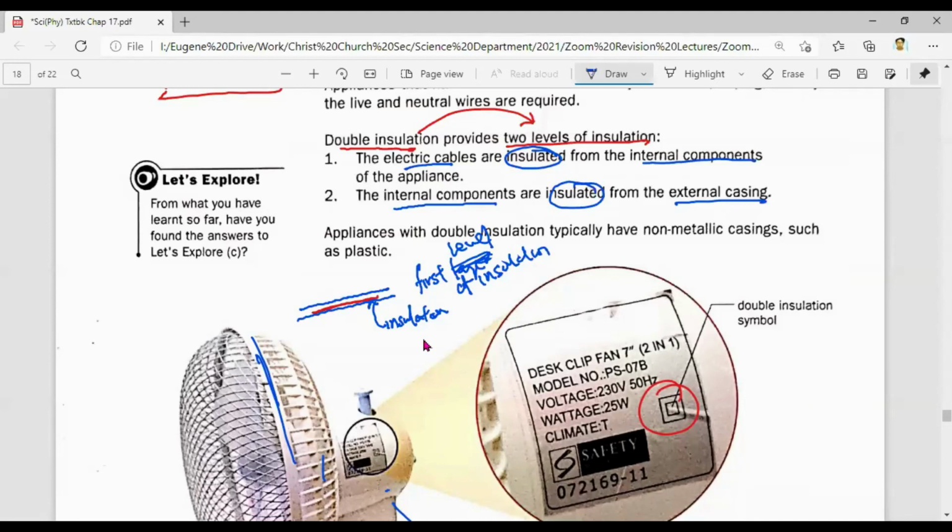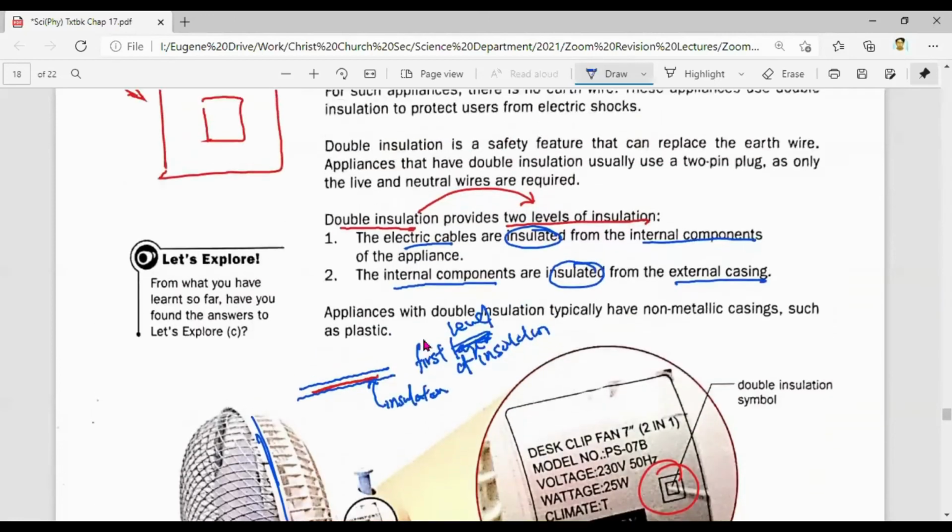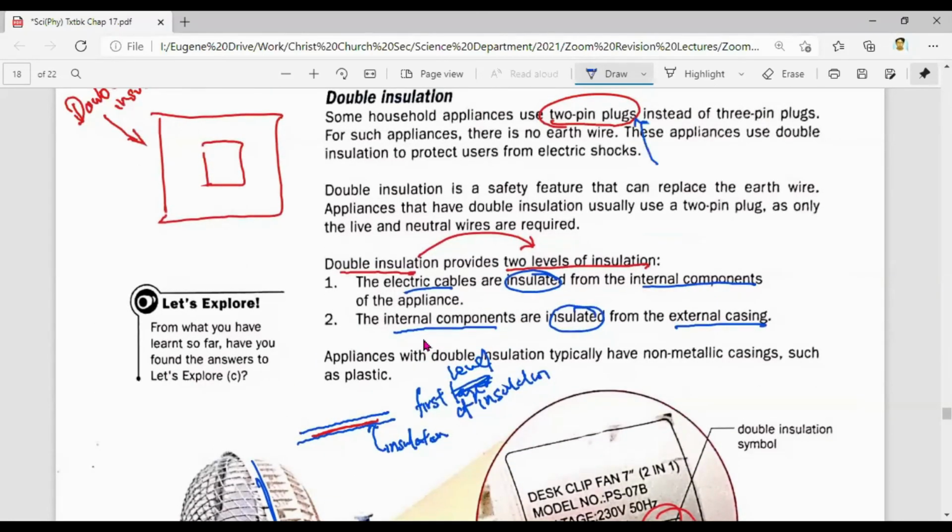And because there's double insulation, I won't need an earth wire, because my casing is normally also not a metal casing. That's why typically it is a two-pin plug, because the casing is made of plastic. So do take note of this for double insulation itself.